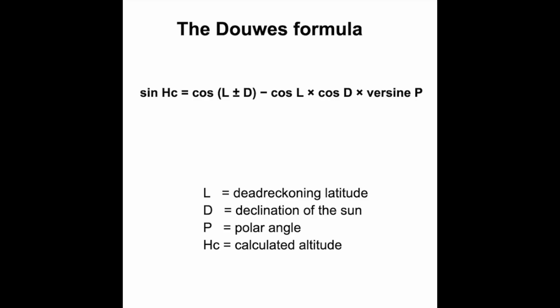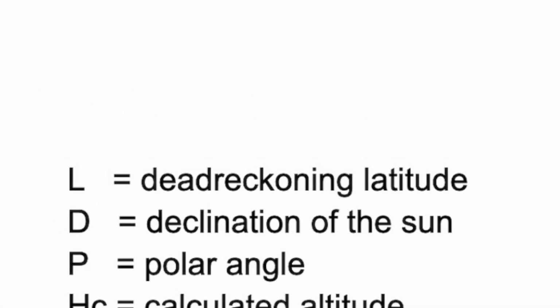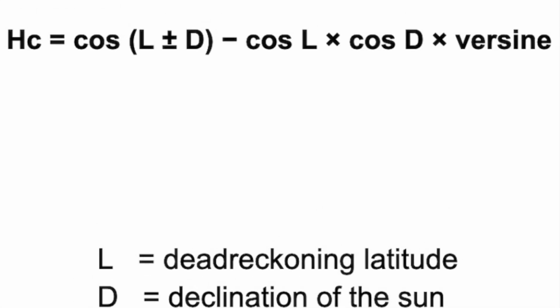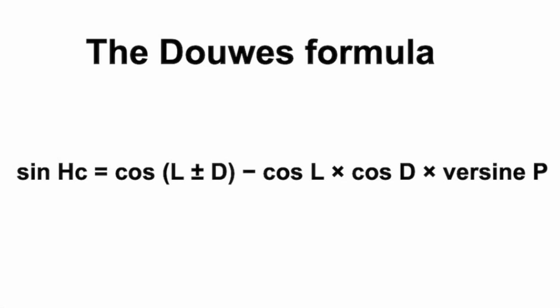The method originates from Dewes's formula, named after the Dutch mathematician and astronomer Cornelis Dewes. The formula is particularly well suited to logarithmic calculation, making it possible to obtain accurate altitude computations using only logarithmic tables, trigonometric tables, and simple manual calculations.